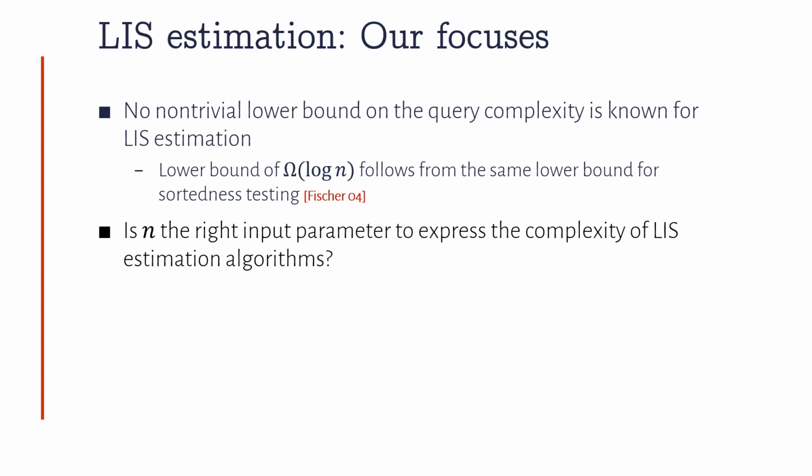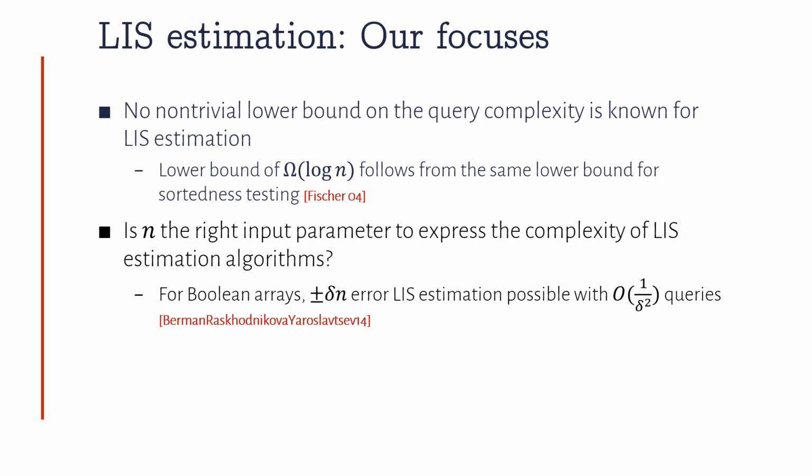Secondly, we ask the question whether n, or the input length, is the right input parameter to express the complexity of LIS estimation algorithms. This question is motivated by the fact that for Boolean arrays of length n, plus minus delta n error LIS estimation is possible with 1 over delta squared queries. In contrast, for real valued arrays, the best algorithm that provides the same approximation guarantee is the polylog n query algorithm of Saks and Seshadhri.